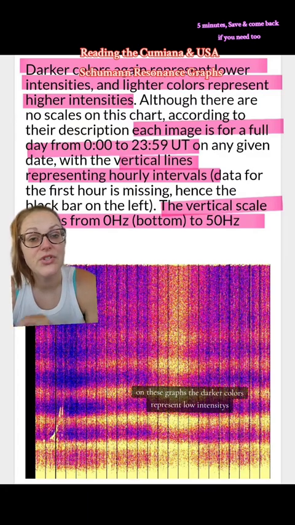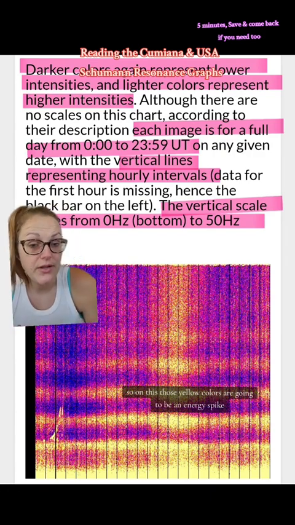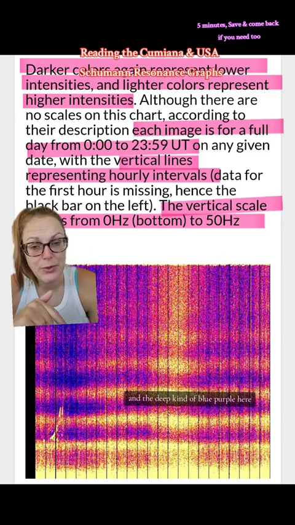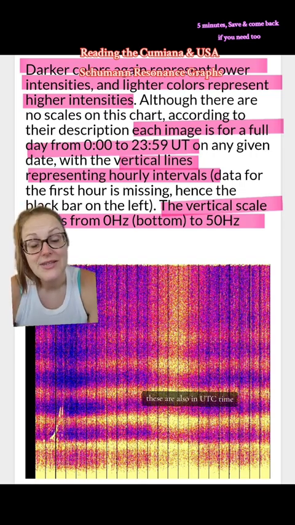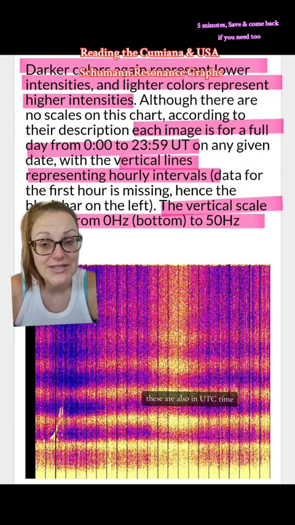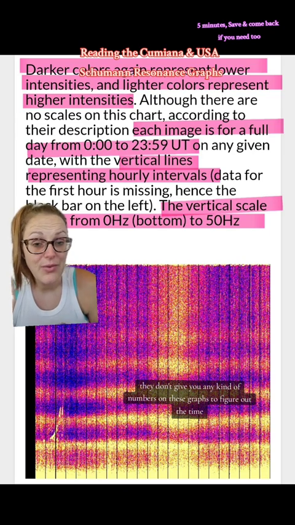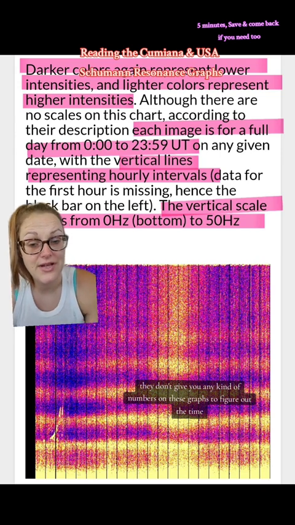On these graphs, the darker colors represent low intensities. The lighter the color, the higher the intensity. So on this, those yellow colors are going to be an energy spike, and the deep blue purple here is really low energy. These are also in UTC time, but the only difference is they don't give you any numbers on these graphs to figure out the time.